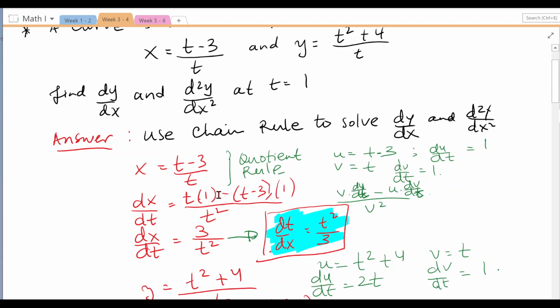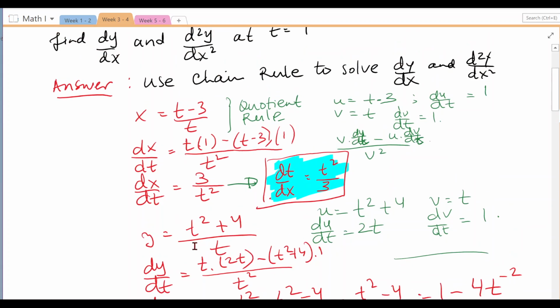Because t minus t is 0 and then plus 3, we have 3 over t squared, and therefore dt/dx is just flipping it. We have t squared over 3 for dt/dx, and this one is dx/dt. We need this dt/dx later on, as you can see in the chain rule.